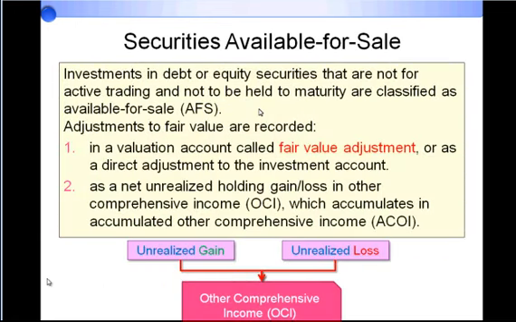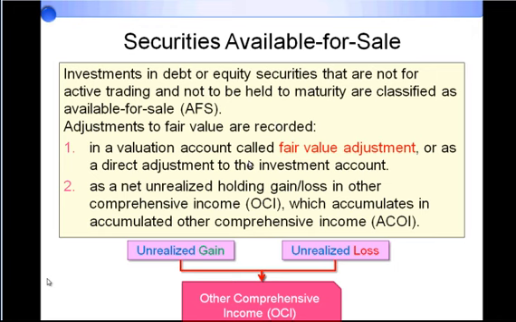So that's trading securities. We've talked about held to maturity, trading. Now we're going to talk about the third category, securities that are available for sale. The key thing here is this is a catch-all. If you have a debt or an equity security that cannot meet the requirements of held to maturity and cannot meet the requirements of trading, then it falls into this catch-all bucket of available for sale.